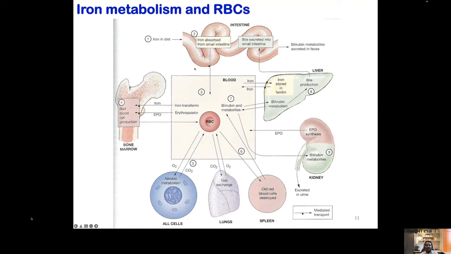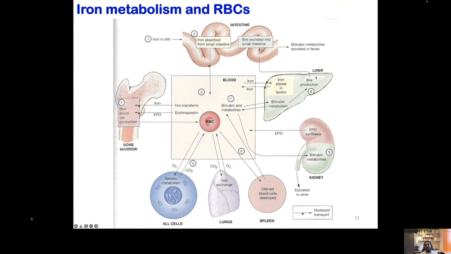So this is sort of like iron metabolism and the cycle. So iron is coming through the diet, getting absorbed in the small intestine, going to the blood, then going to the bone marrow. Red blood cells are produced using that iron, coming back to the blood. It's doing the respiration or oxygen transport, carbon dioxide transport. When they get old, they will go to the spleen, they will get destroyed. And when they get destroyed, bilirubin is produced. Bilirubin will go to the liver and some bilirubin will go to the kidney.